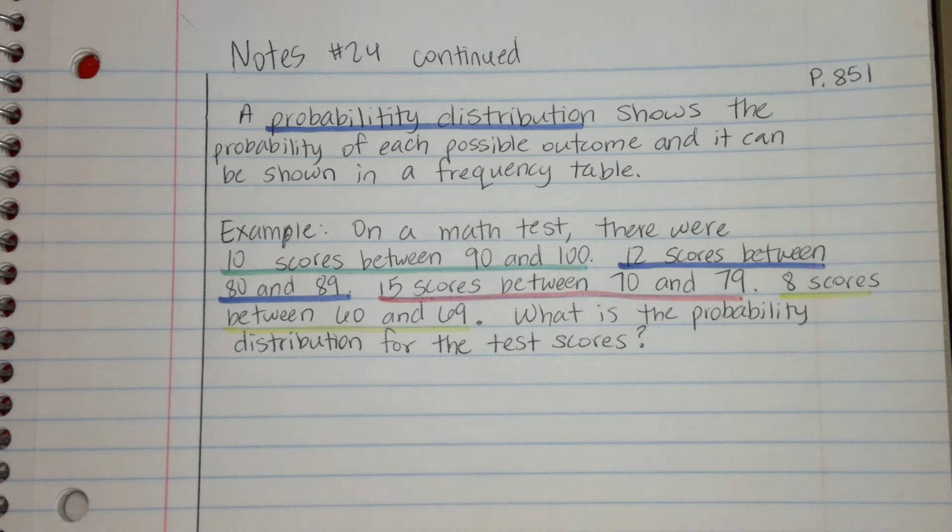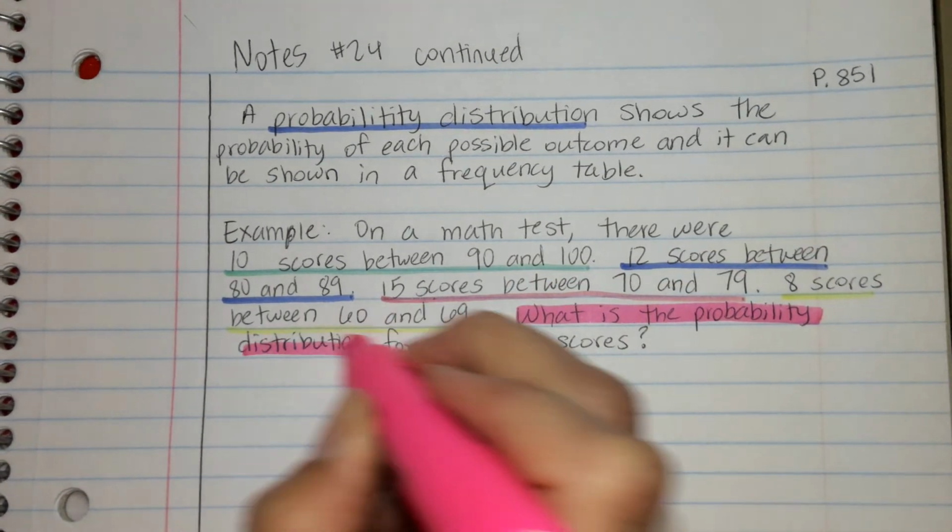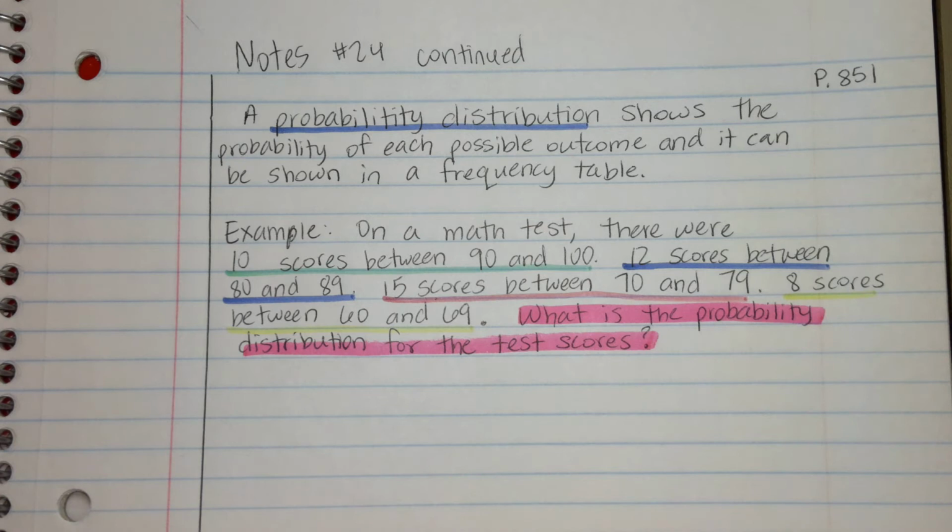The question now, sometimes it's good to circle or highlight the question: What is the probability distribution for the test scores? So they want us to make a whole table showing all of the probability distribution. I was thinking maybe the book had one to show you what it looks like, but it doesn't. So we'll just make one together so you'll see as we go how to make it.